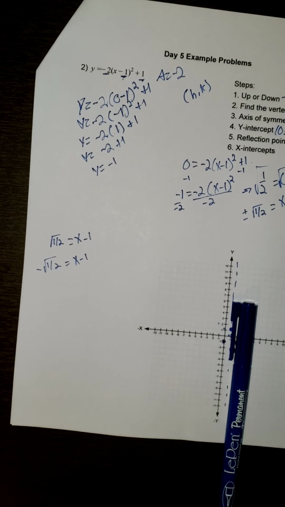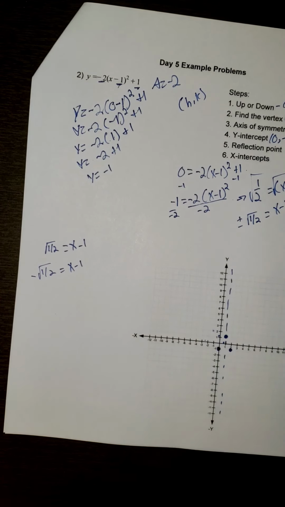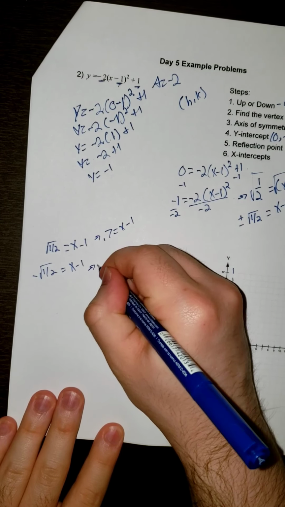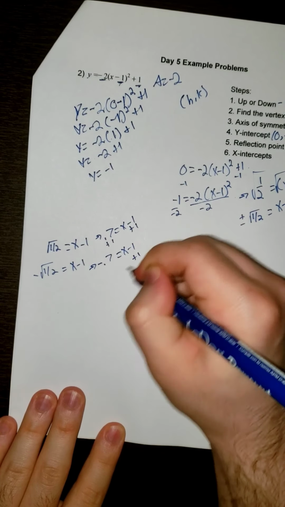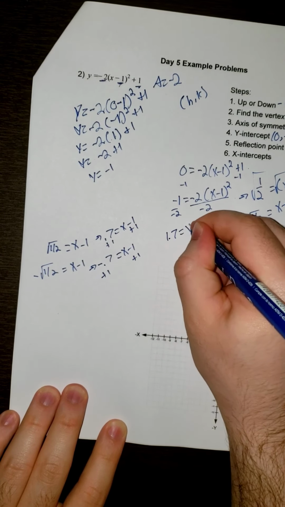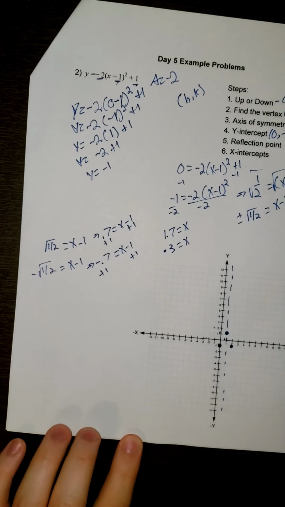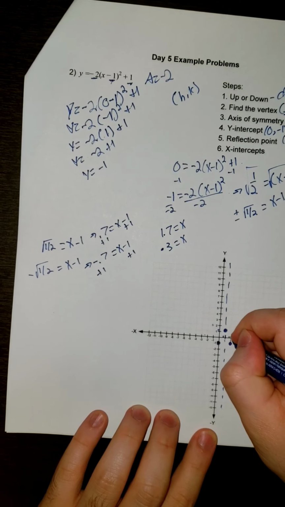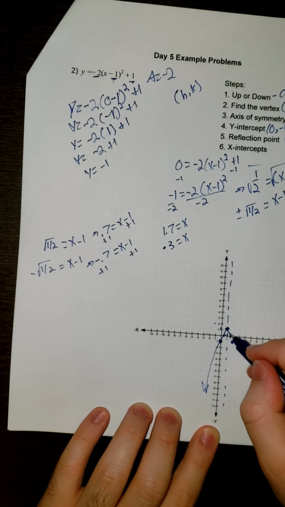So, get your calculator, take the square root of 1/2, which is 0.7. So 0.7 equals x minus 1, negative 0.7 equals x minus 1. To solve both of those equations, you add 1 to both sides. So you get 1.7 equals x, and then 0.3 equals x. And then you just plot those points. So 1.7 is here, 0.3 is here, and finish your parabola.